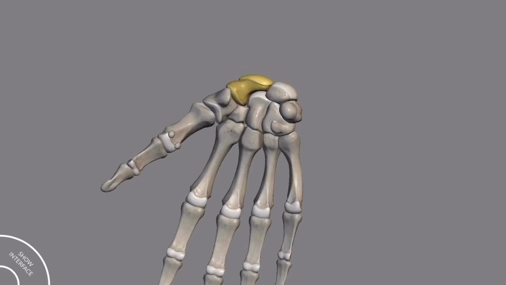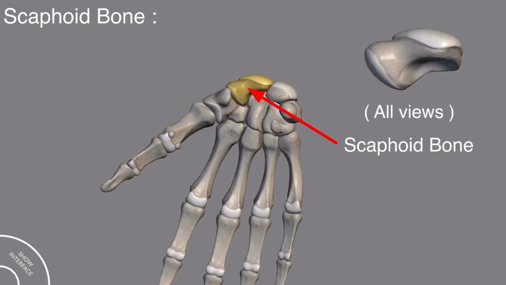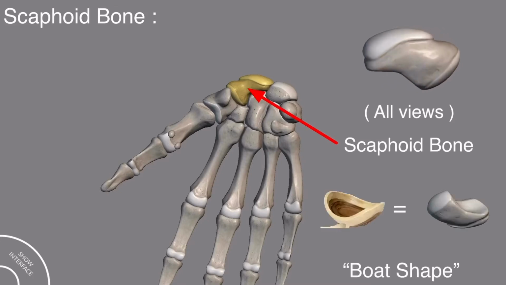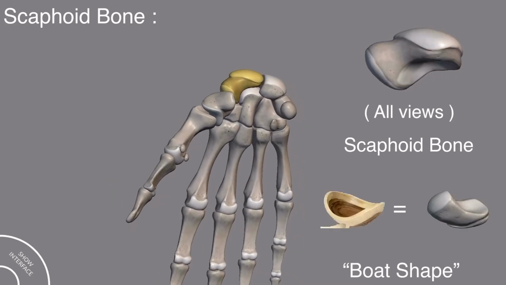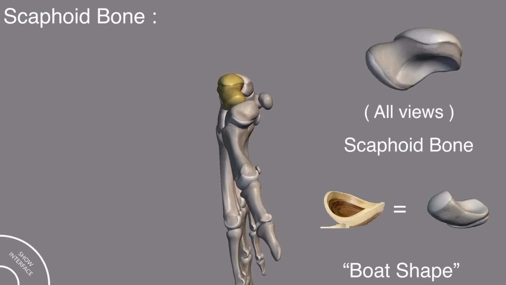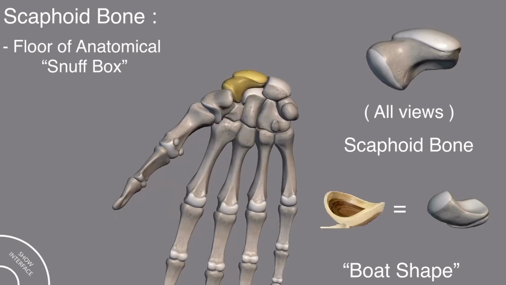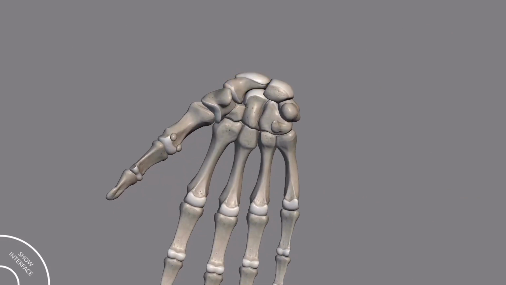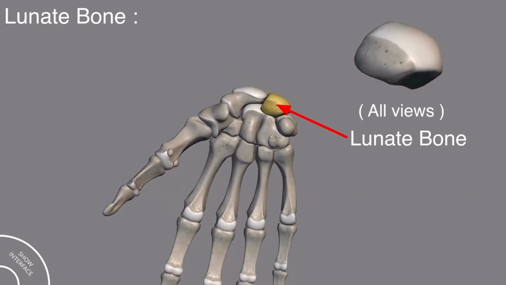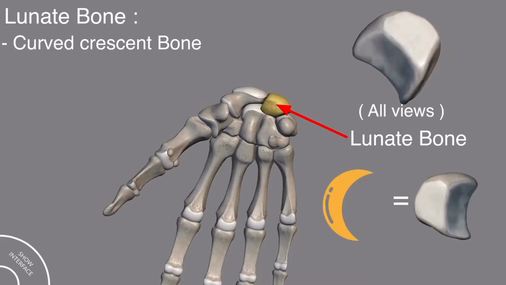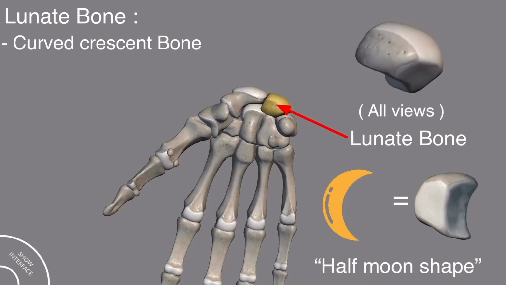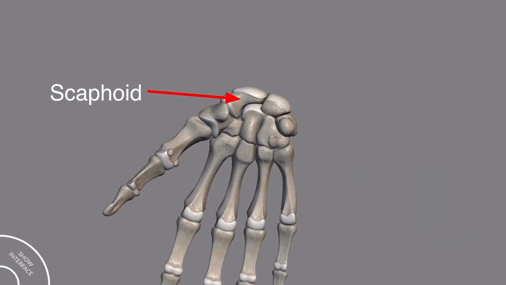This is the scaphoid bone. The scaphoid bone is boat-like in its shape, and this bone also forms the floor of the anatomical snuff box. Next bone is the lunate bone. This lunate bone is a curved crescentic bone and is half moon-like in shape. Both the scaphoid and the lunate bone, as I told you, are involved in the wrist joint.